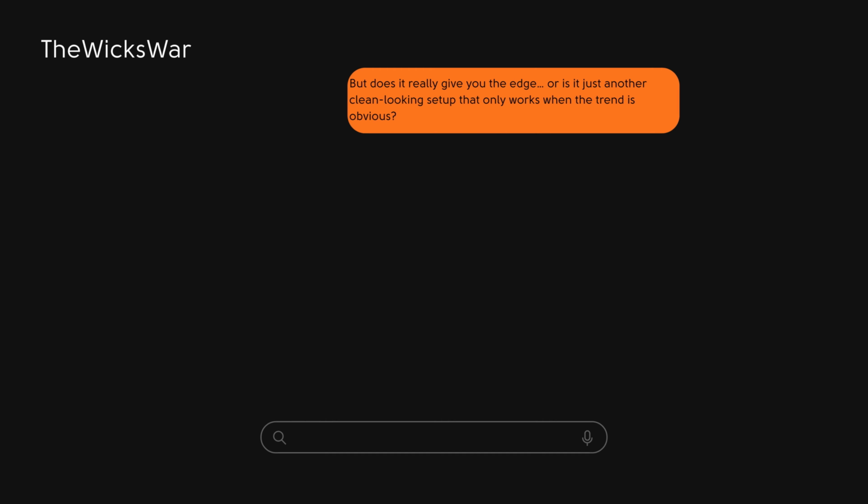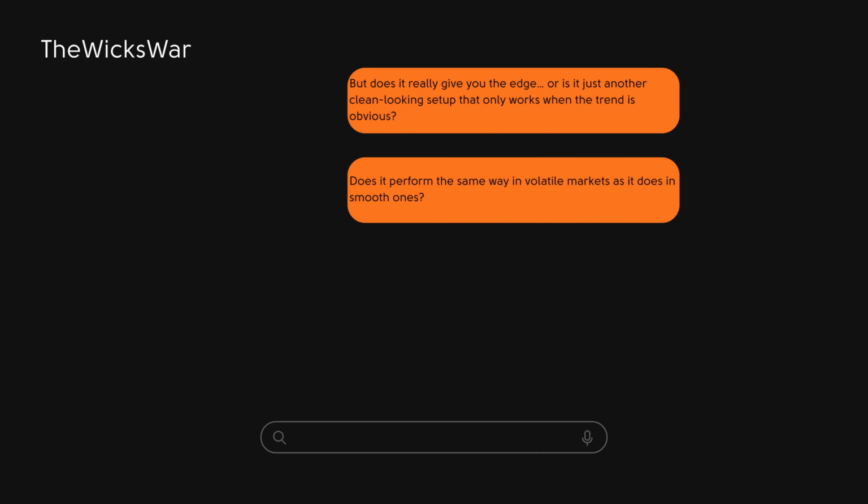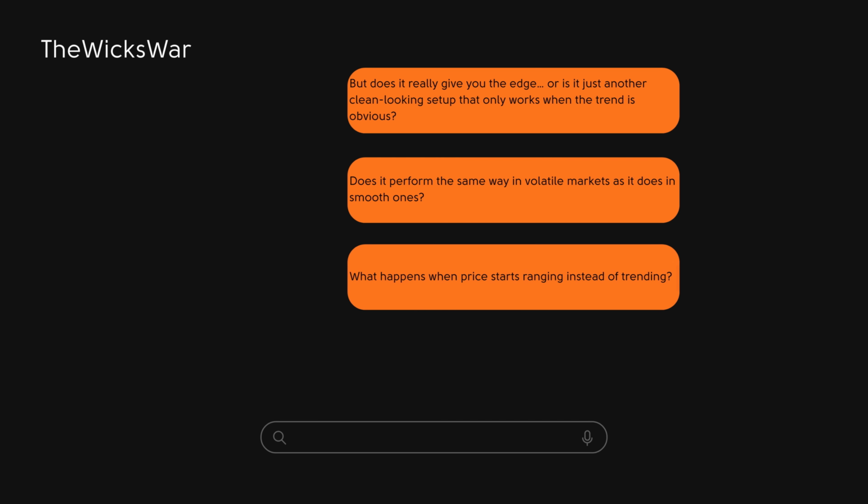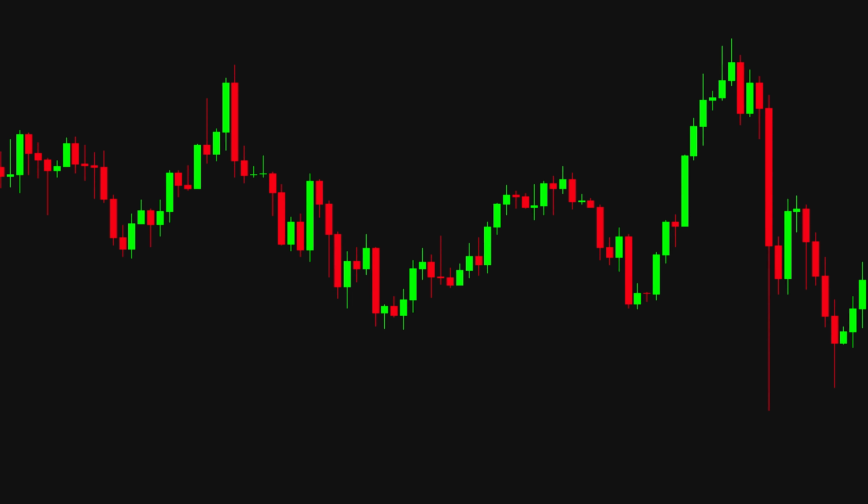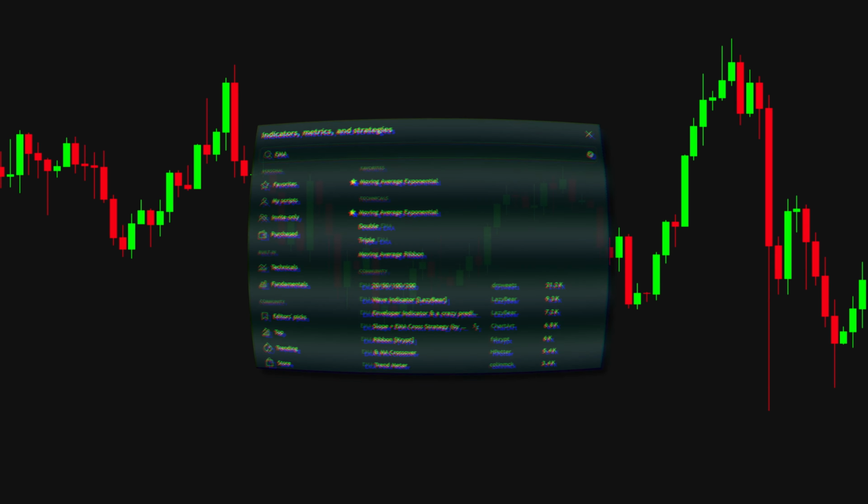But does it really give you the edge, or is it just another clean-looking setup that only works when the trend is obvious? Does it perform the same way in volatile markets as it does in smooth ones? What happens when price starts ranging instead of trending? So before we label it powerful, before we call it reliable, before we trust it with capital, we need answers. Let's break it down.